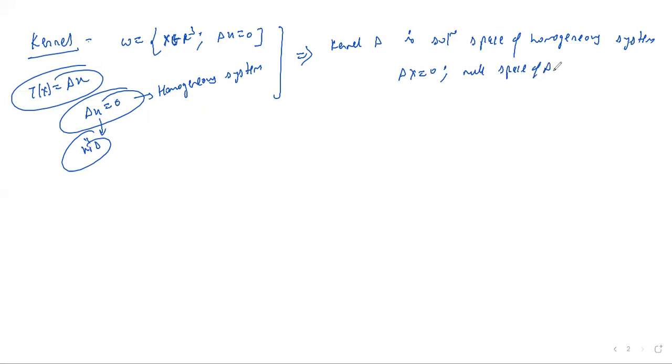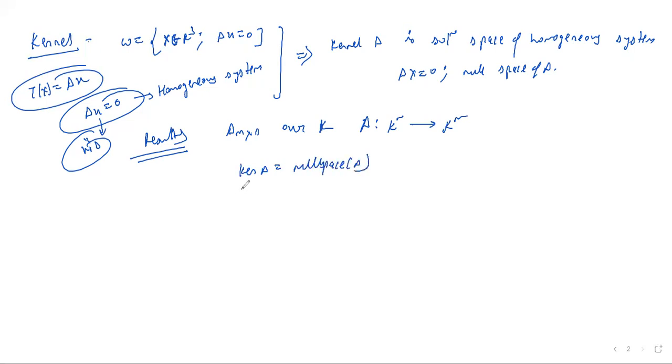Null space of A. Okay, so from all this we got two results. Which is that if I have a matrix A, m cross n, over a field K, and the mapping A is defined as K to the power n to K to the power m, then the corresponding kernel of A is defined as null space of A, and similarly the image of A is defined as column space of A. Now this is a very important result.